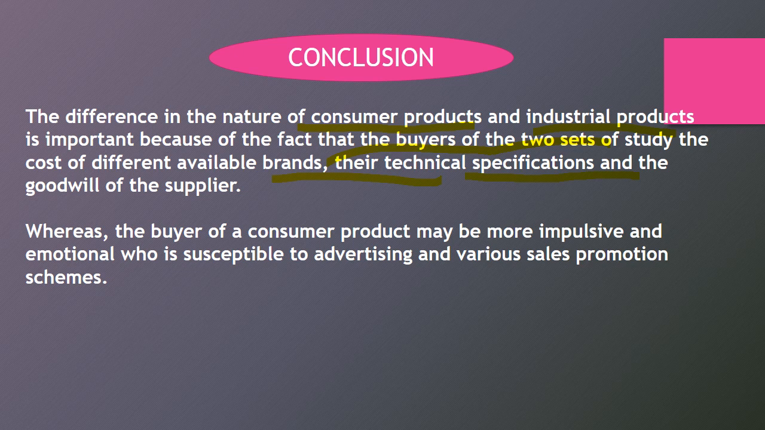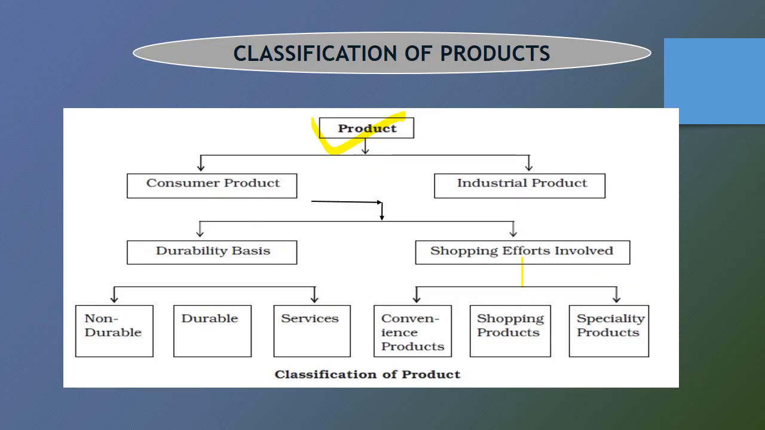Now, what is the conclusion they are saying? They are saying consumer products and industrial products are both important because both are needed by the buyer. Why? Because consumer products are consumed by the consumers, but industrial products are not consumed by us; we use them on a day-to-day basis. Depending on their brand and their technical specifications, we start using these products. So it is very important that both consumer products and industrial products are covered.